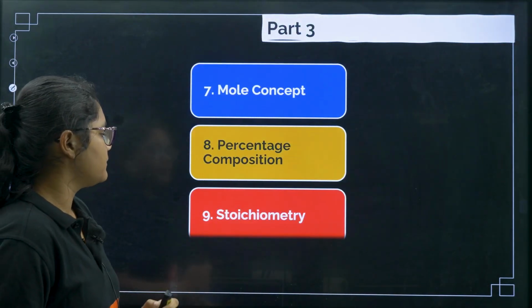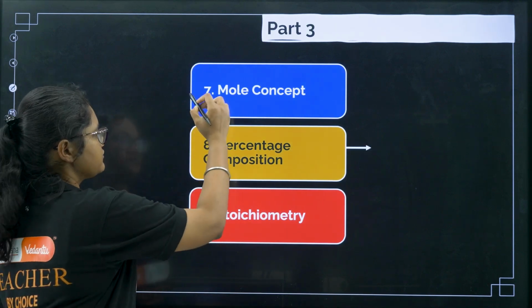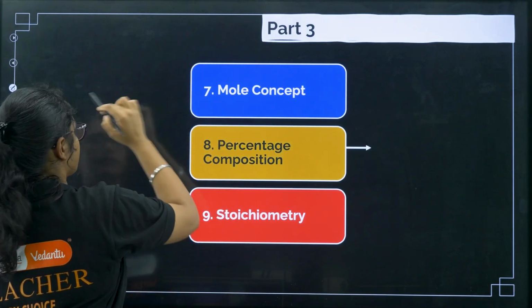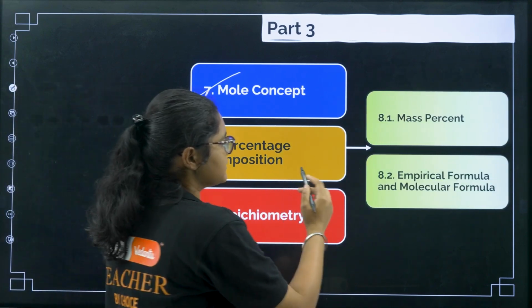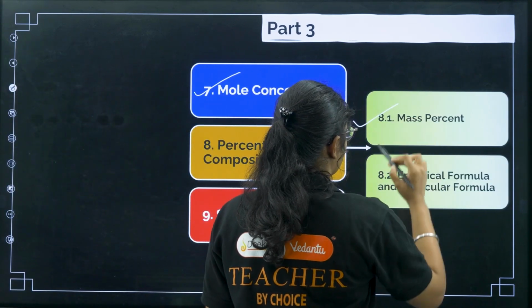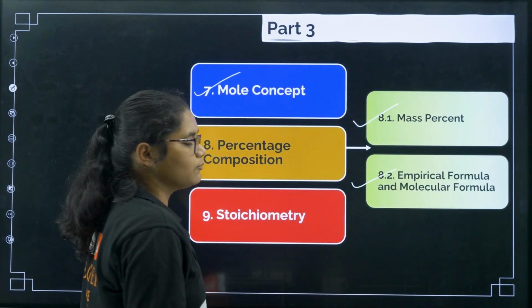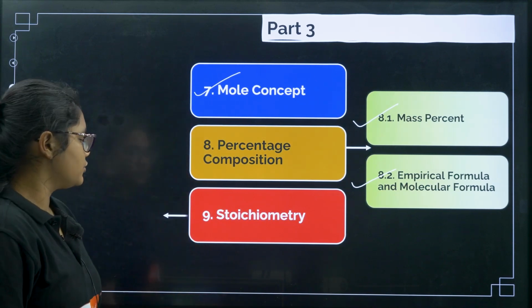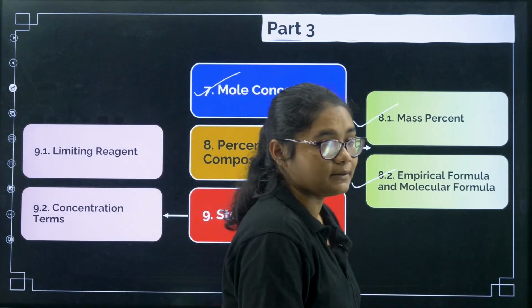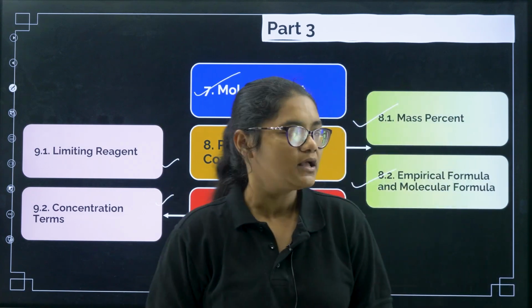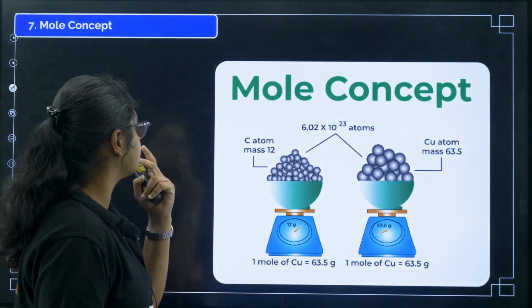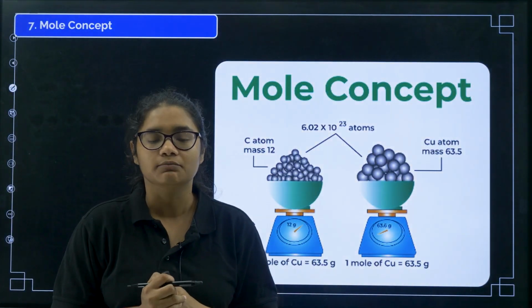Now, first we will discuss mole concept, and after that in percentage composition we'll talk about mass percent and empirical and molecular formula. Then in stoichiometry we will discuss limiting reagents and the concentration terms. So now let us start with the first topic, that is mole concept.